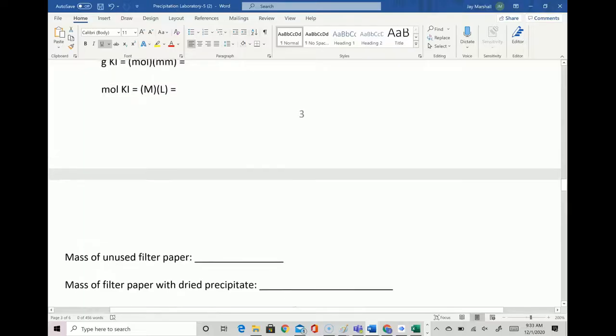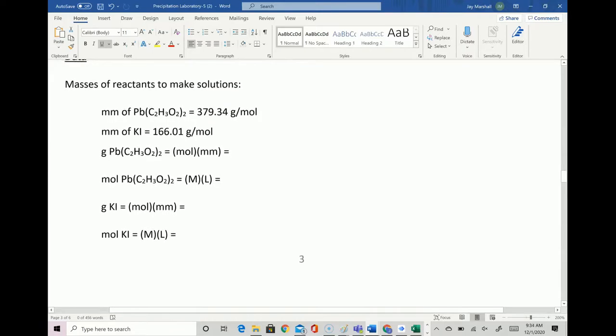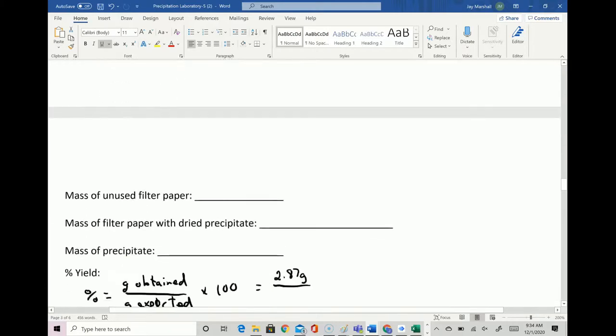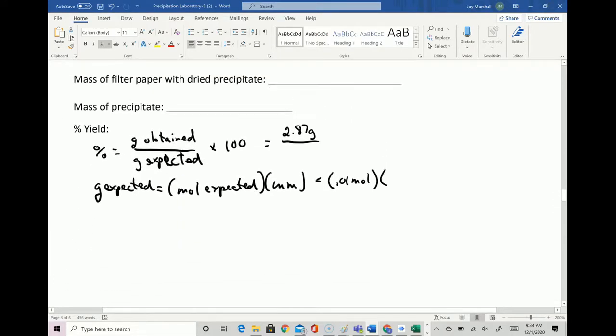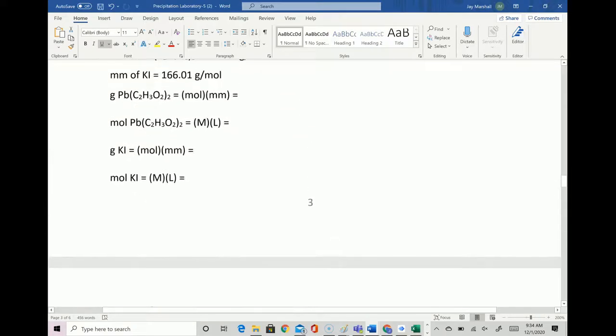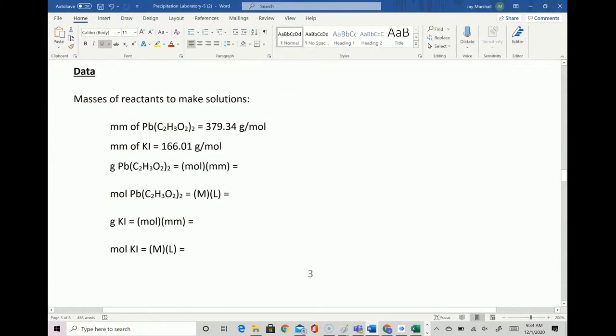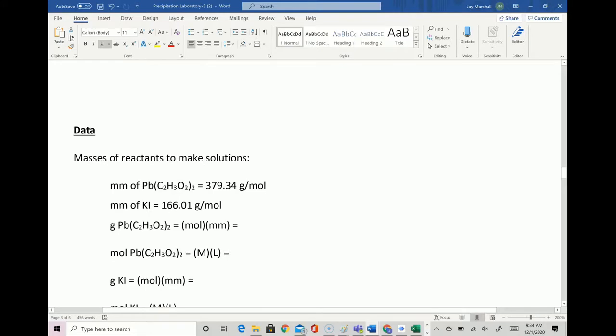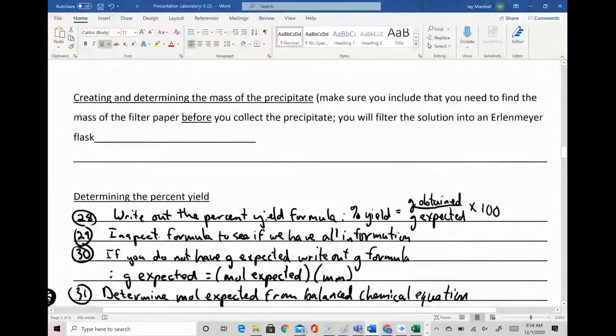Oh, I didn't give you the molar mass of potassium iodide, did I? You did. Oh, I did of potassium iodide, but not of lead iodide. It's 379.34. Oh, yeah, because that's how you calculate the sample. That's the lead acetate. But we're not doing lead acetate. What is it that we got? We got lead iodide, didn't we? We got the right moles, but we didn't get the molar mass yet.